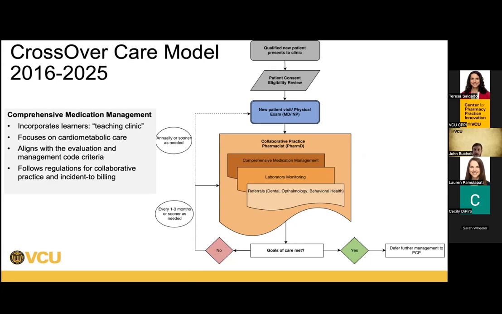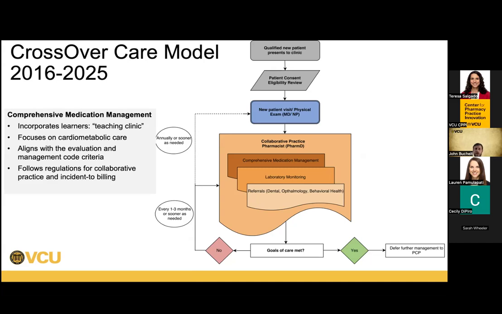Pharmacists practice on a collaborative practice. We do comprehensive medication management. So not only do we see them one time, when we see them, we're evaluating, we're assessing, we're following up, we're monitoring as appropriate. We're also making referrals for dental, ophthalmology, behavioral health as needed. And if their goals of care are not met, then they will see us back probably sooner rather than later. So we try to see patients as quickly as we can to help them get to their goals as quickly as possible. So this is the advantage about collaborative practice. You get more touches in the healthcare system by adding that pharmacist.